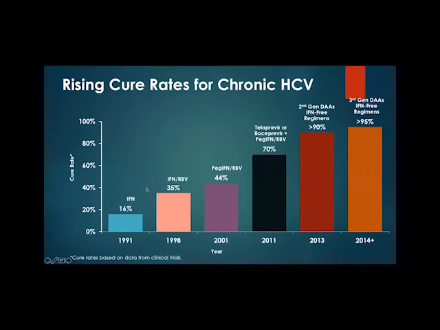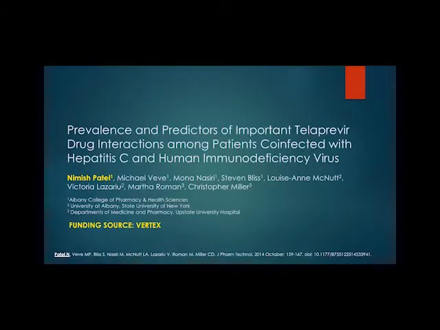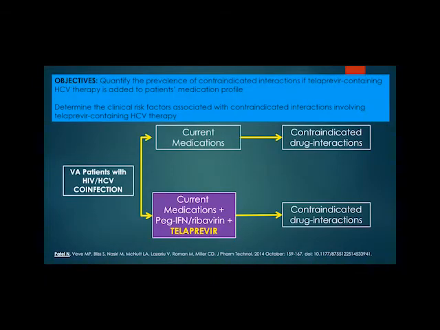Around the same time, there was an explosion in the number of drugs becoming commercially available for chronic hep C. And I used my drug interaction work to turn those chicken nails into chicken soup and approached Vertex about quantifying the prevalence and predictors of drug interactions if you were to add the telaprevir-containing regimen, which is the product they had marketed, to the medication profiles of patients with HIV and hepatitis C, and also to determine the clinical predictors associated with contraindicated interactions.